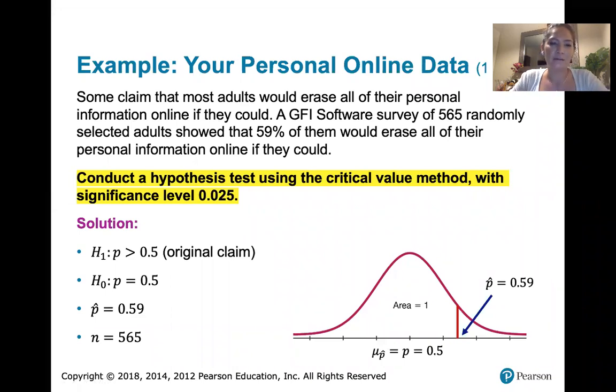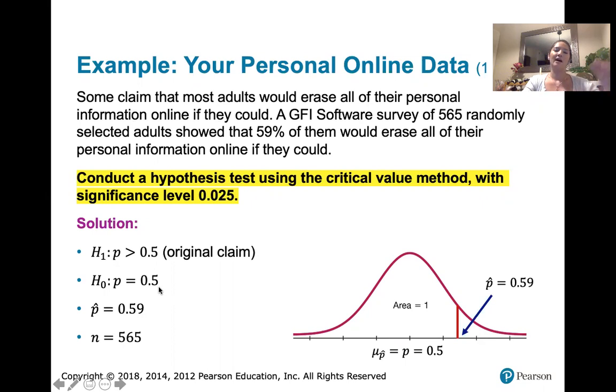Okay, so the original claim is that p, the population proportion, is greater than 0.5. And then we say, well, what's true if that's not true? Well, then p would have to be less than or equal to 0.5. And then we look at those two statements and we say, which one does not contain the condition of equality? And that, in this case, happens to be the original claim. p is greater than 0.5. And then we say, okay, that's the alternative hypothesis. The null hypothesis always includes an equal sign, not a less than or equal to sign. So in this case, the null is that the population proportion is 0.5.